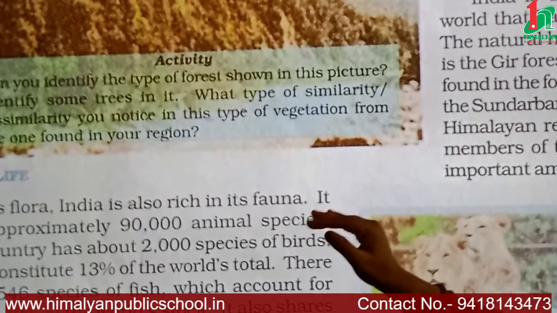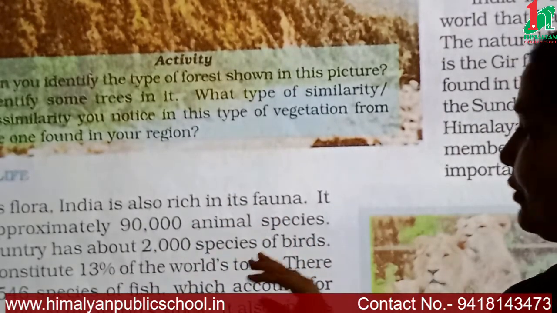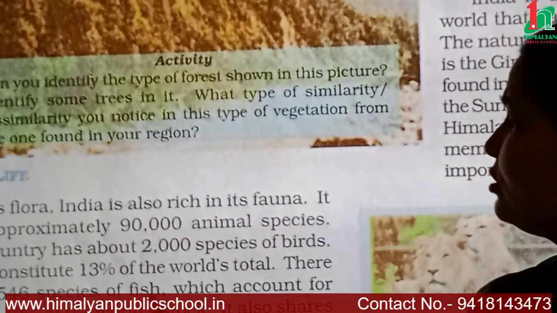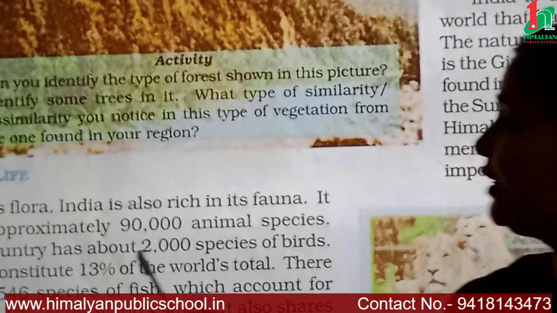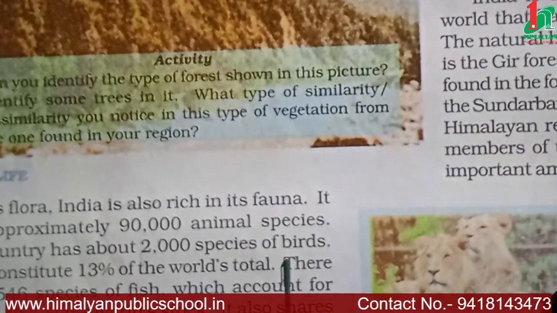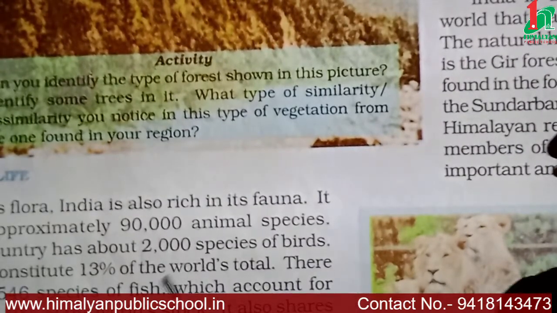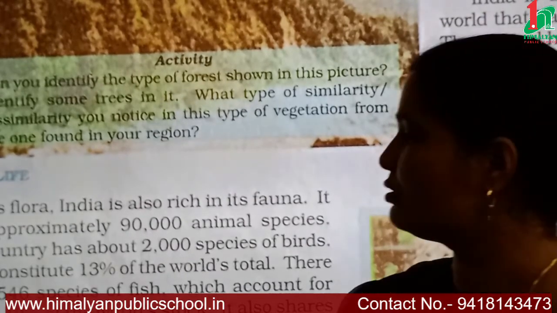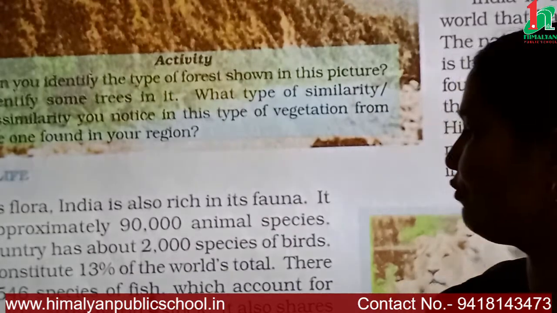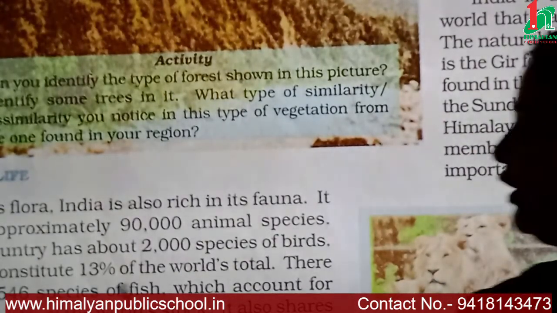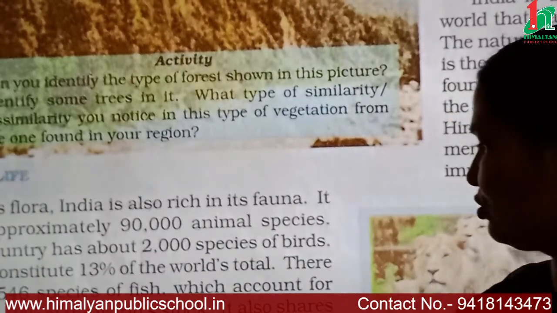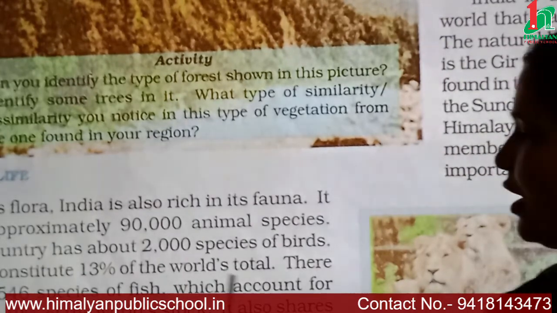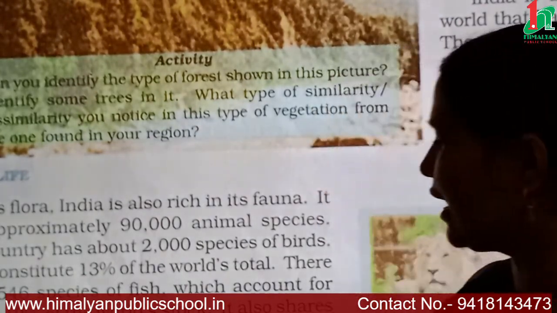In fauna, animal species are included. Here there are approximately 90,000 animal species, and the country has about 2,000 species of birds. They constitute 13% of the world total. There are 2,546 species of fish, which account for nearly 12% of the world stock. It also shares between 5 and 8% of the world's amphibians, reptiles and mammals.